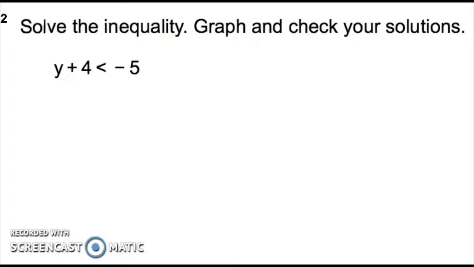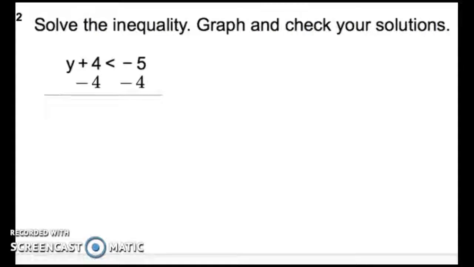Starting with number 2, it says solve the inequality and then graph them. So we start by subtracting 4 on both sides. Treat this like you would an equation. And you'll have y is less than negative 9.